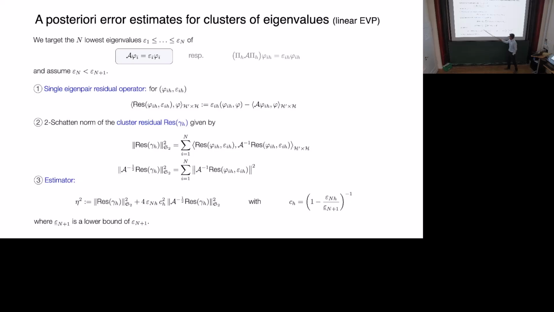So the CH is this guy, and we need another ingredient that is a lower bound of the n+1 linear eigenvalue. But then this is computable to some extent, it's computable as well. So the leading term is clearly here. This is the asymptotically leading term.